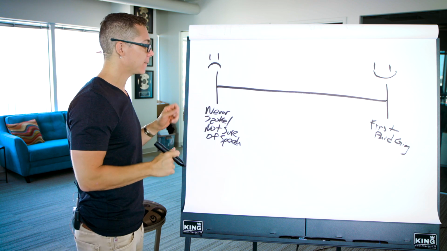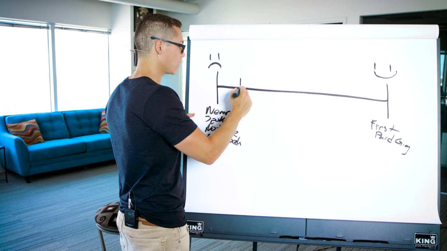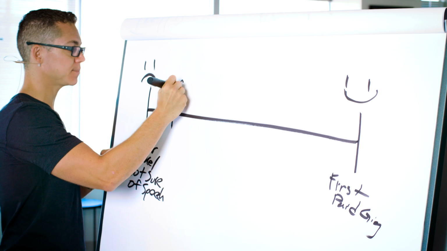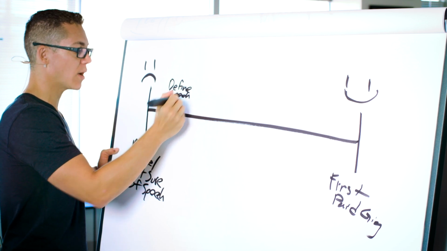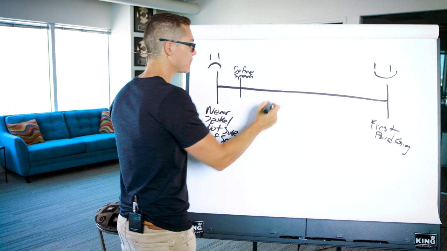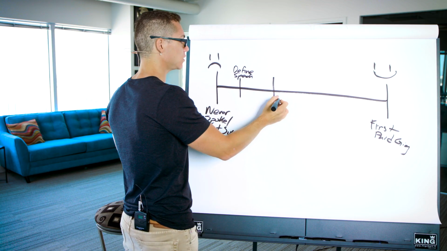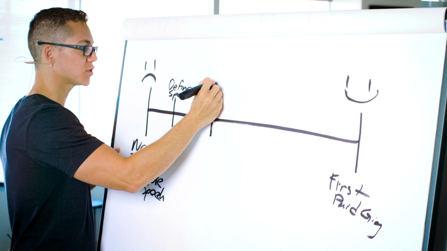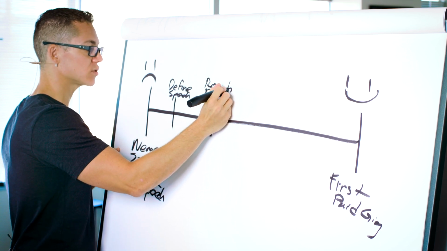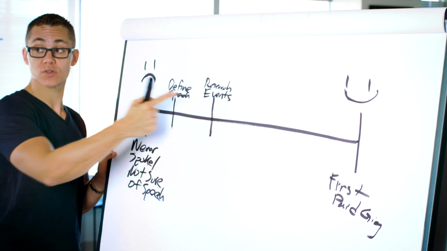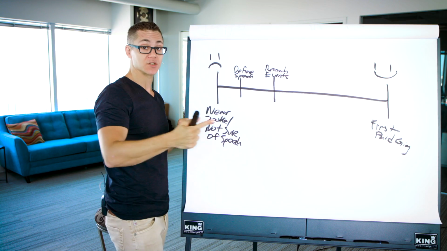So let's just say that the first one is to define speech. So maybe the first module, you help them define speech, right? The second module, you help them research events. Okay, so they need to now research, now that they have their speech, they need to research all the events that they could potentially speak at.